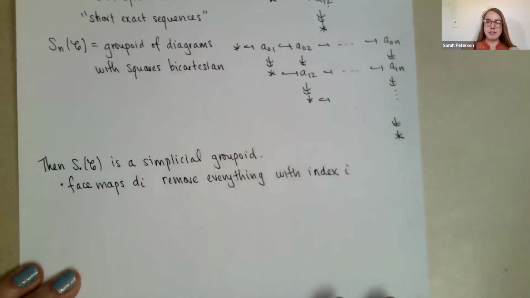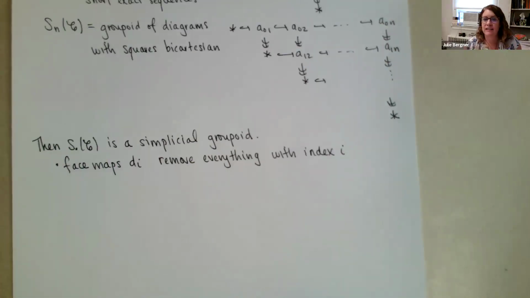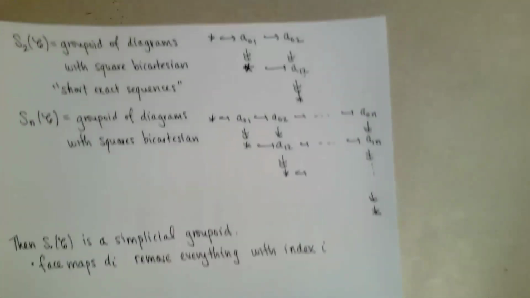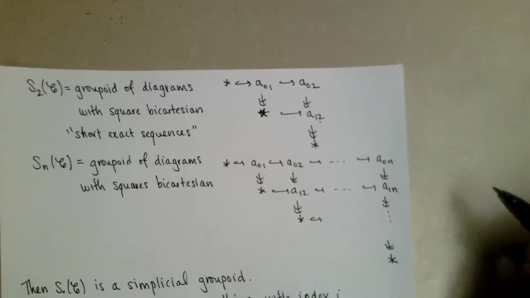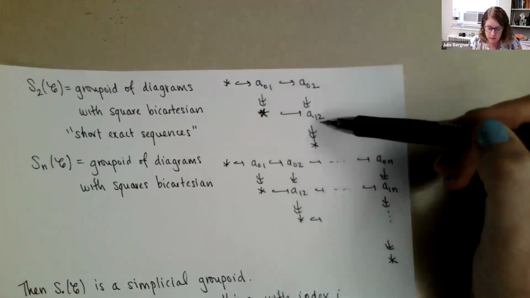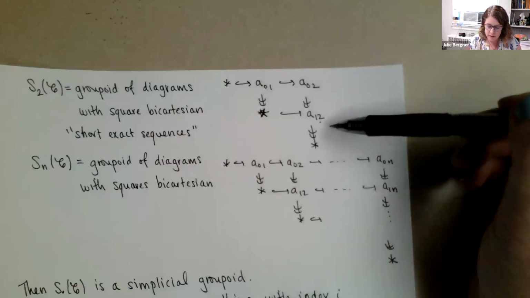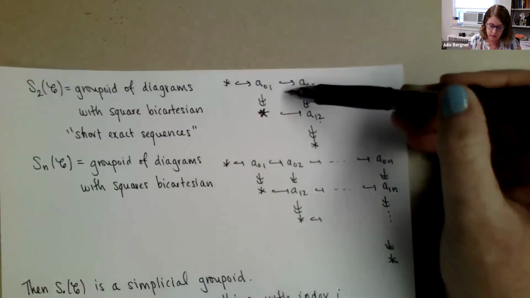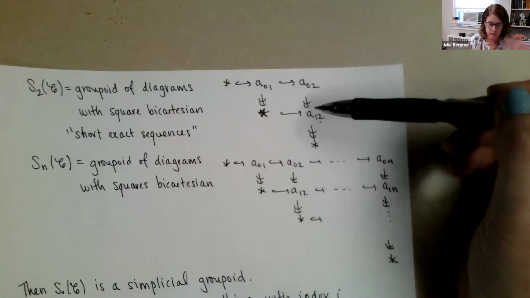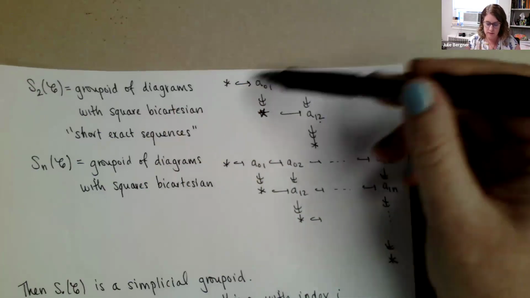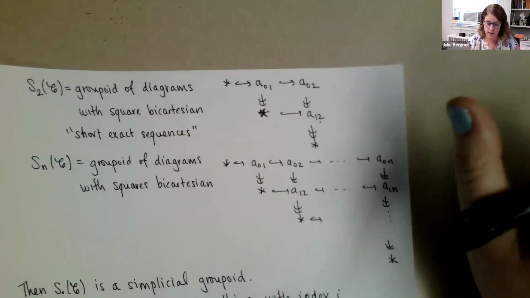It looks like there's perhaps a question. Oh, yeah, go ahead. When you were writing S2, where does A02 come from? You're just basically saying look in your category C, and whenever you have a diagram that looks like this, whenever it exists in your category with this square being bicartesian, then you include it in your groupoid. So it's just you're observing where this diagram occurs in your category.